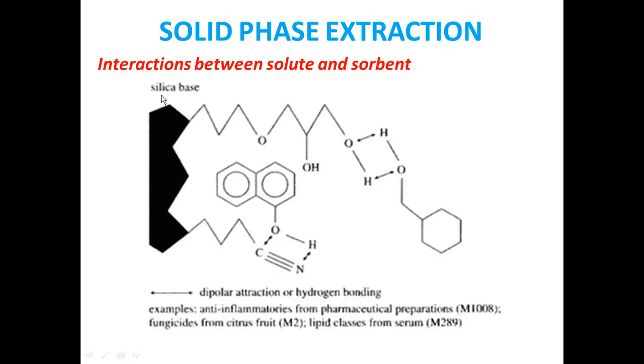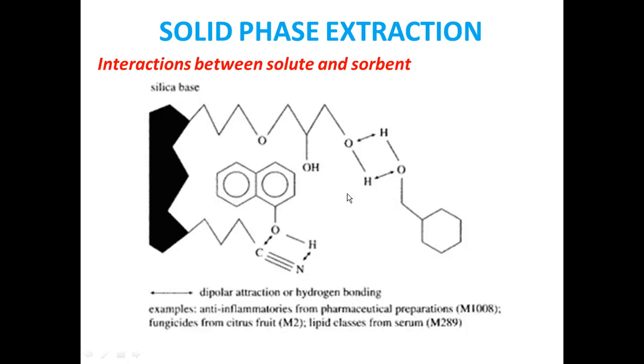And here is another example I can show you, of interaction between solute and sorbent by using modified silica. Here hydroxypropyloxypropylsilane, and a cyanopropyl group has been attached. This is a silica with a mixture of two different groups: hydroxypropyloxypropyl and cyanopropyl groups have been introduced to the silica. This is a chemically modified silica. This is highly polar, this is less polar.